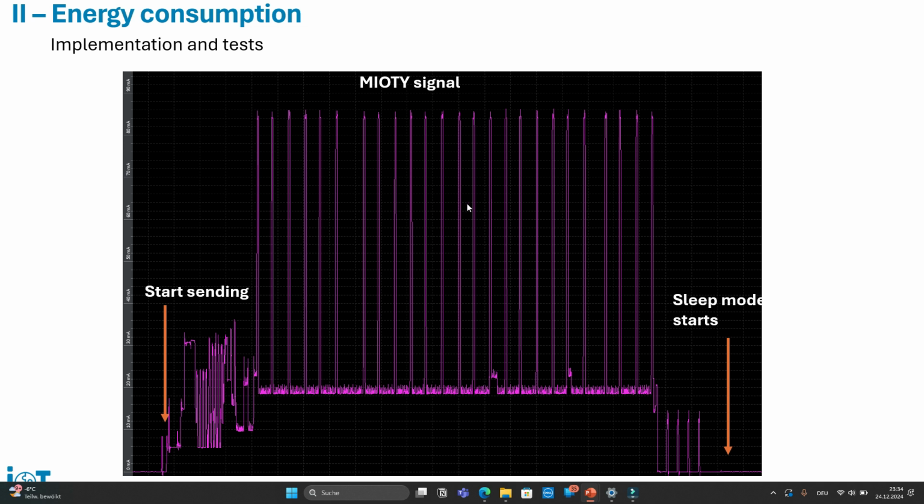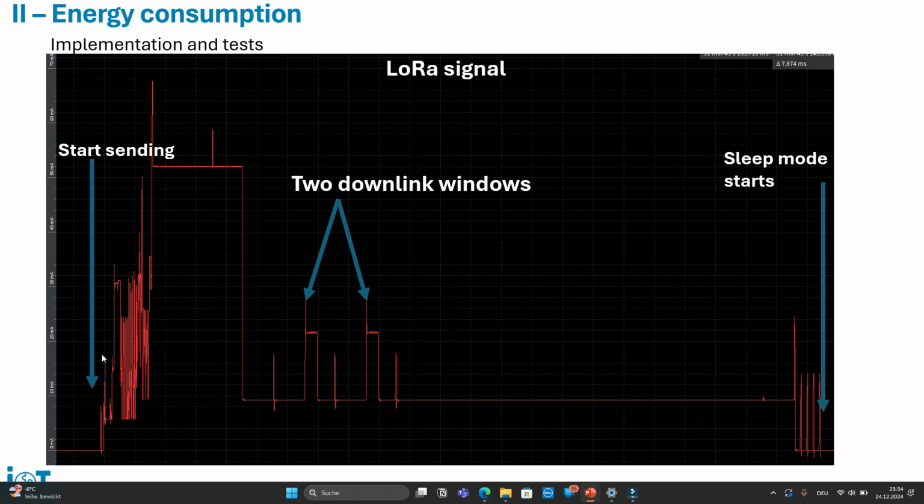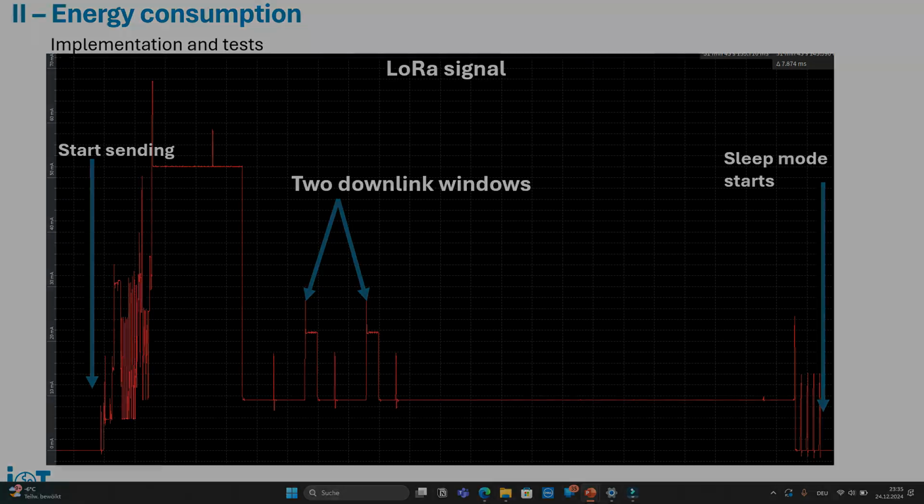The OT-ARC tool enables us also to see the signal. For example, this is a screenshot from the OT-ARC for the MIOTY signal. We have here start sending. We can see the small frame being sent over time, and then the sleep mode starts. The same for LoRa. LoRa starts sending, and here we have the LoRa signal, and then after sending the message, the two downlink windows will be opened. This is in class A, and then it will enter the sleep mode. The OT-ARC asks for some specific information like the battery used and how much time the device is sending, and then it will automatically give the battery life estimation.